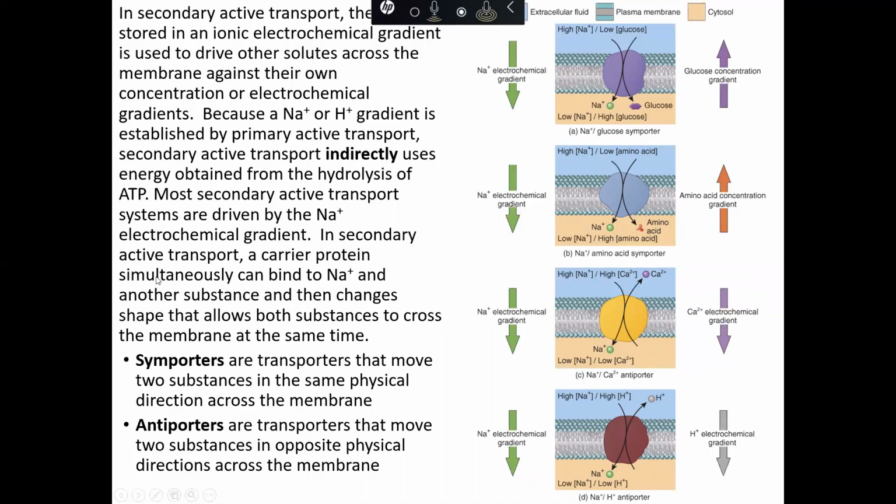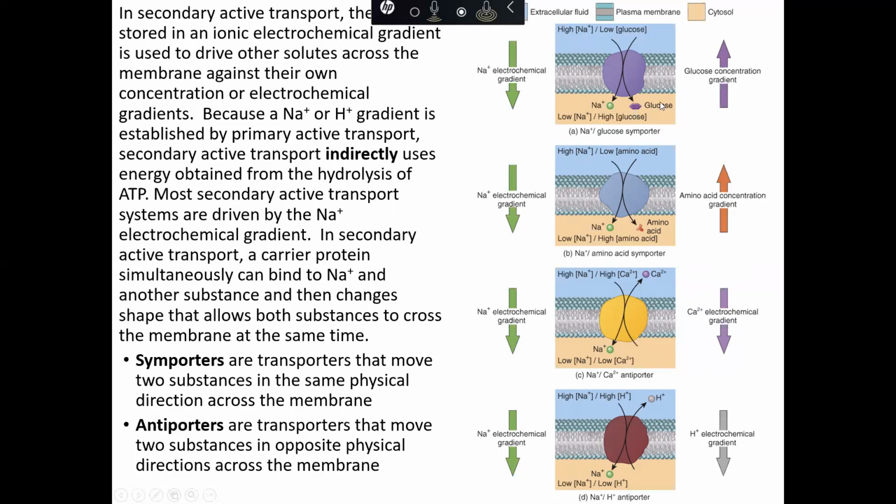In secondary active transport, a carrier protein simultaneously binds to sodium and another substance, and then a change occurs to its shape, allowing both substances to cross the membrane at the same time. So we have a bunch of sodium, even more than before primary transport, and we're going to try to bring it in. There are 2 ways in which we can do that through secondary active transport: either through what's called a symporter, which A and B are showing, or an antiporter, which is what C and D are showing.